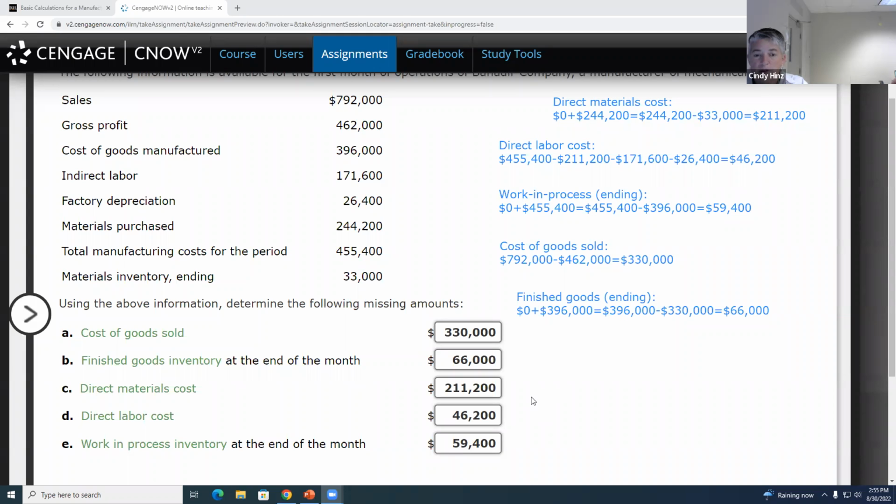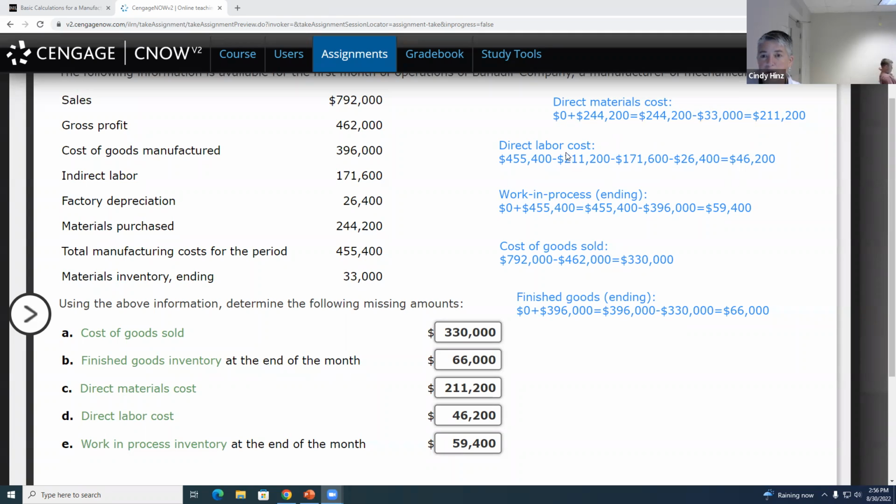Okay, so now that you have done those calculations, I did mine a little bit out of order. I don't know if you needed to, but for me, it made more sense to do it in a different order based on the way things would really happen. Direct materials is what I did first. This is the first month of operations for this company, so the beginning balances were 0. I included that just to remind you that there would normally be a beginning balance. Added to that the materials that we purchased, so I knew how much we had available. And then we were told the ending inventory was 33,000, so we must have used or transferred into work in process 211,200.